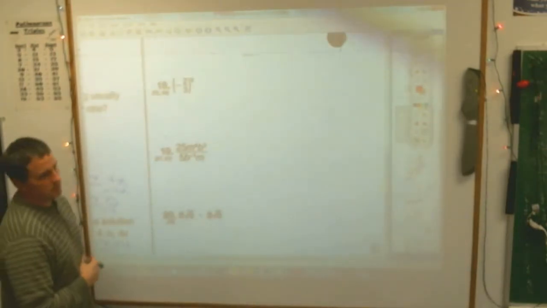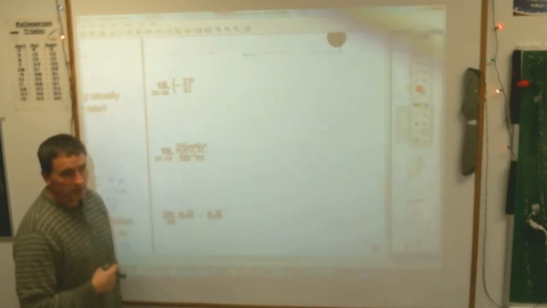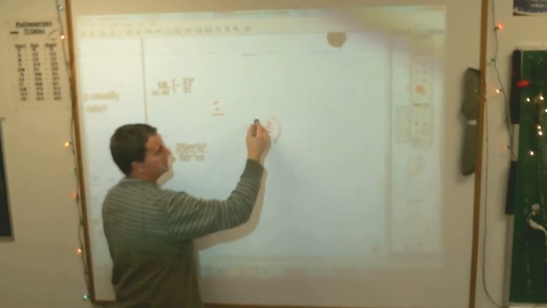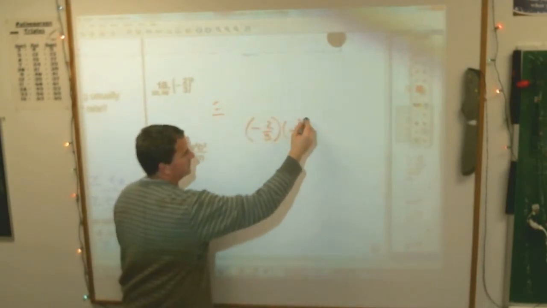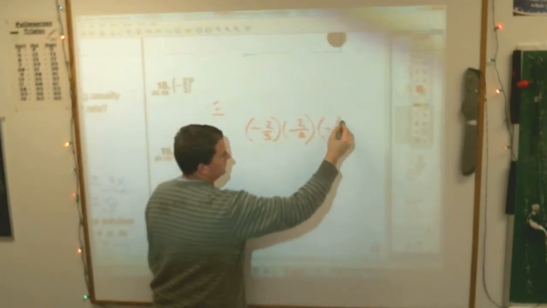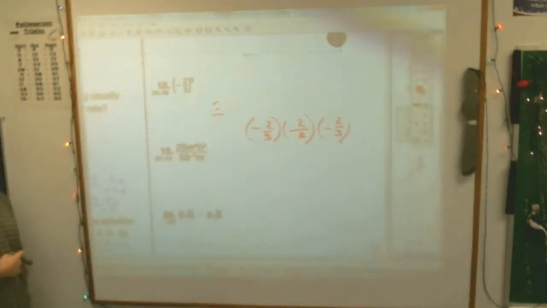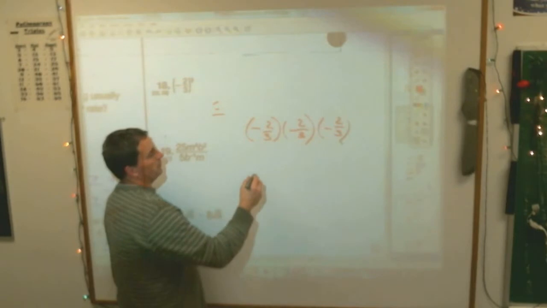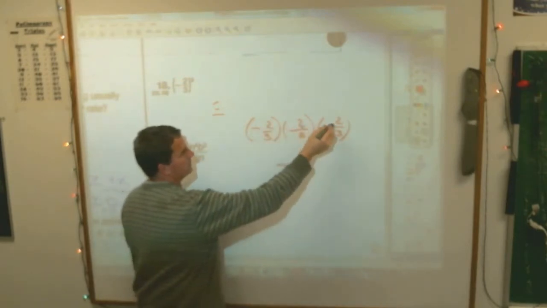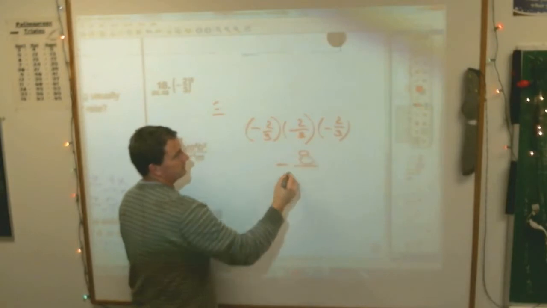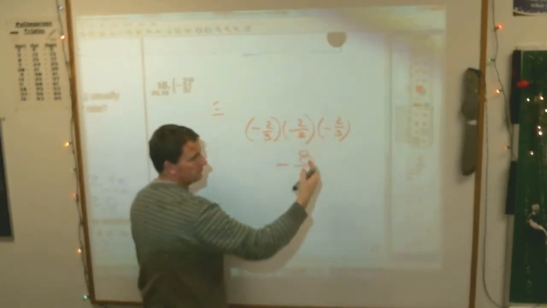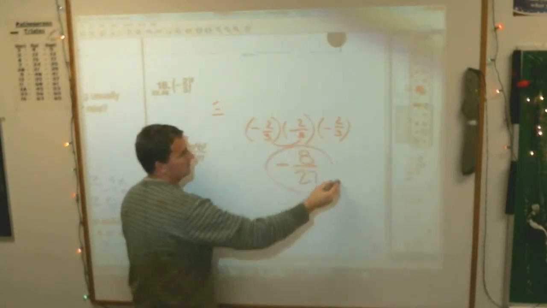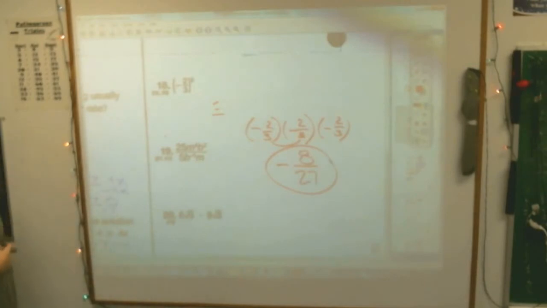How about 18? Children, what is negative 2/3 to the third power? It is negative 2/3 times negative 2/3 times negative 2/3. Negative times negative is going to give you, Grace, positive or negative? 3 negatives give you a negative. 2 times 2 times 2 is 8. And 3 times 3 times 3 is 27. 3 times 3 is 9. 9 times 3 is 27. Negative 8/27.